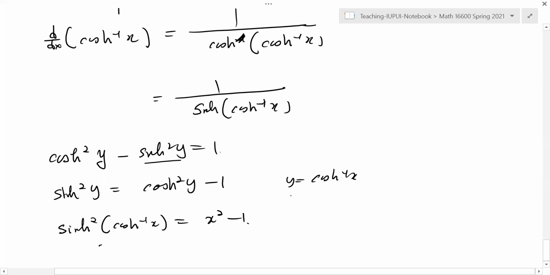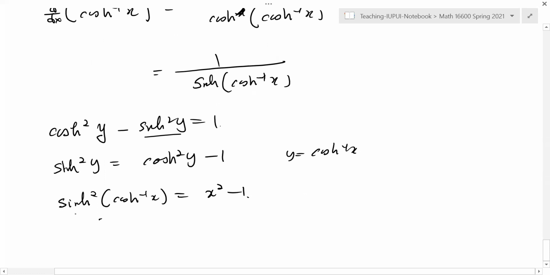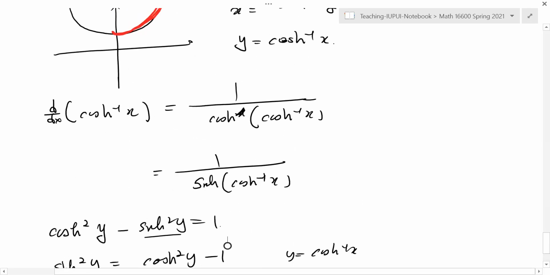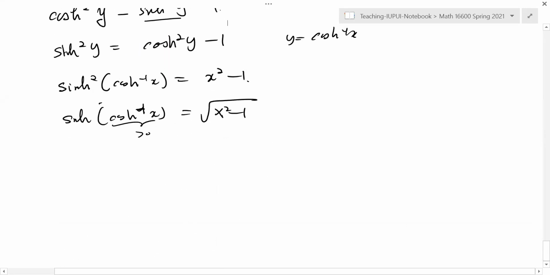Okay, when we replace, right? Now the question is, what is the sign of hyperbolic sine y? When you solve it, we know that this must be positive. Okay, so that's why just the square root of x squared minus 1. And from the definition of this output, this will always be a positive number, right? That's why hyperbolic sine is positive. That's why you take the positive square root of x squared minus 1. So, well, we get the following derivative.